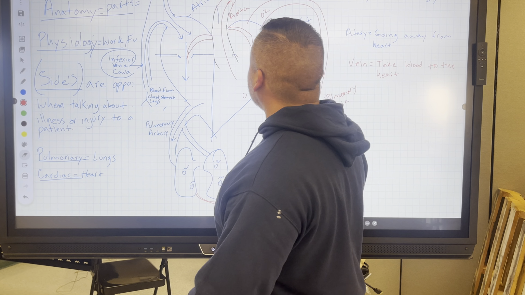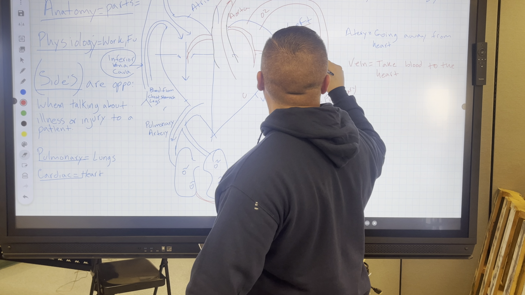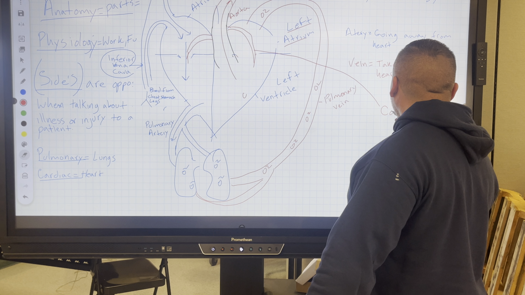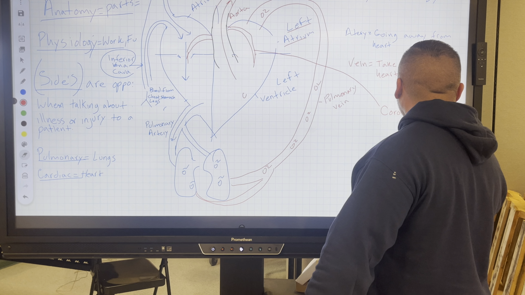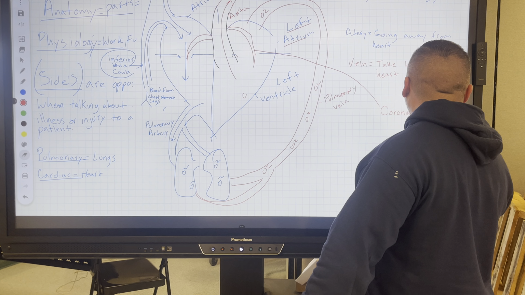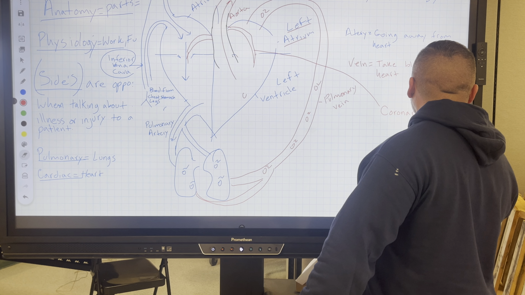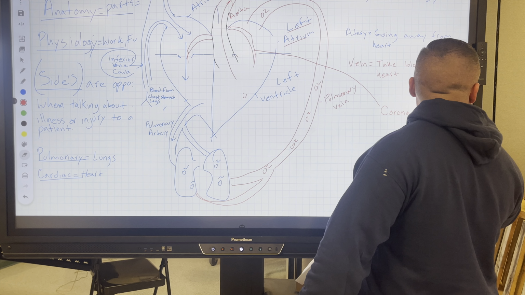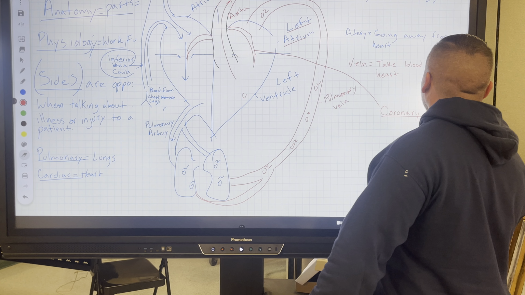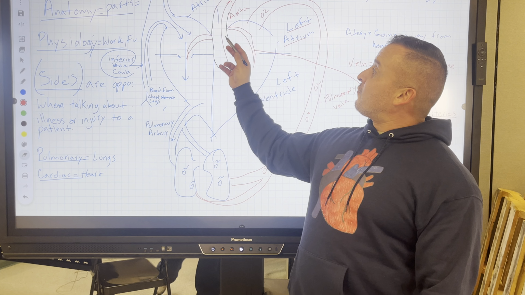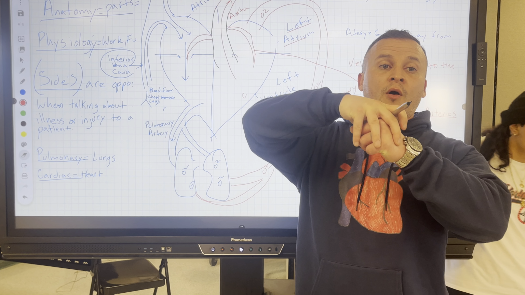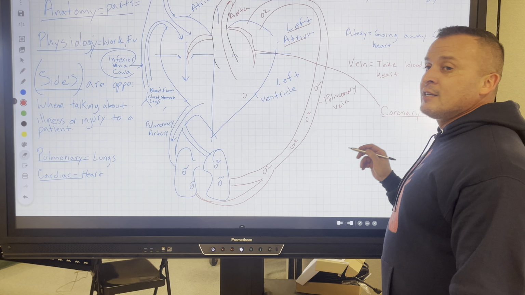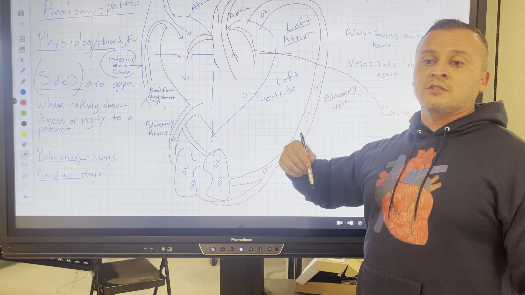So these vessels are called coronary arteries. These are different because they're going away from the heart, but they're going right back on the heart. With these coronary arteries, this is how the heart itself gets fed oxygen.